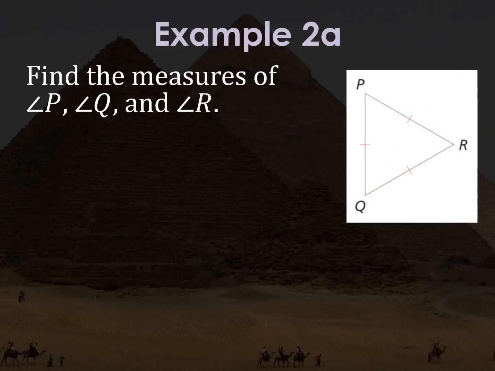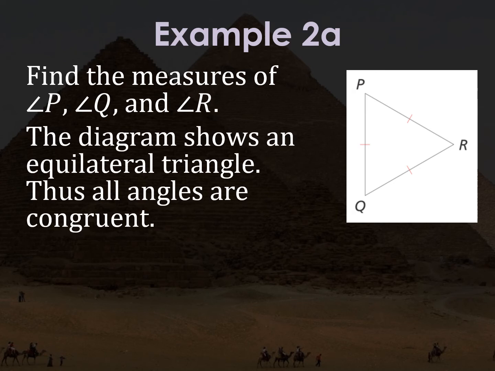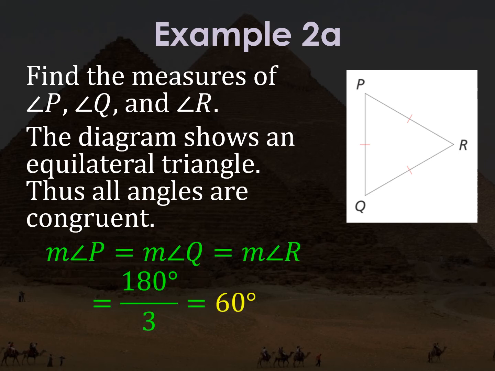Example 2A, find the measures of angles P, Q, and R. So notice that all three sides of the triangle are congruent. So this is an equilateral triangle. Since all three sides are congruent, then all three angles have to be congruent. Since all three angles have to add to 180 and they're all the same, you just divide 180 by 3 and the measure of each angle is exactly 60 degrees.